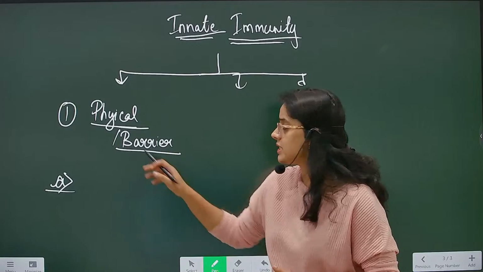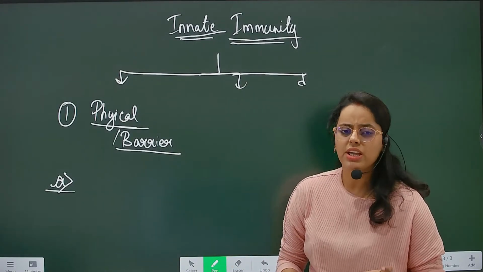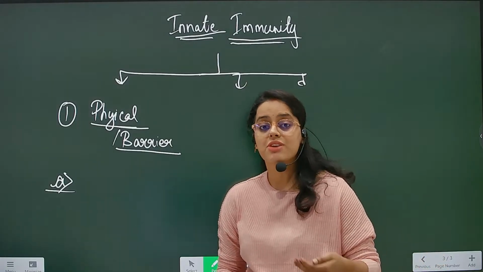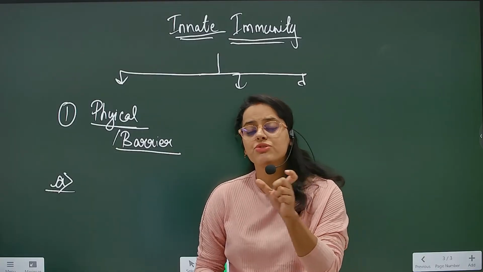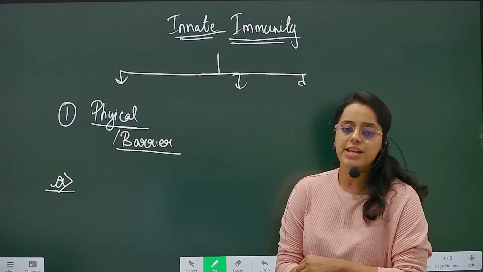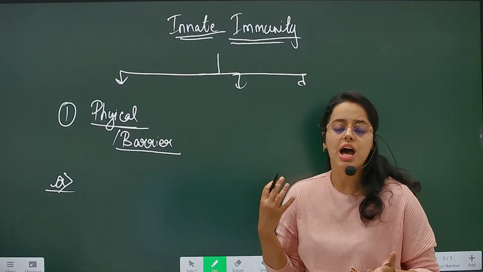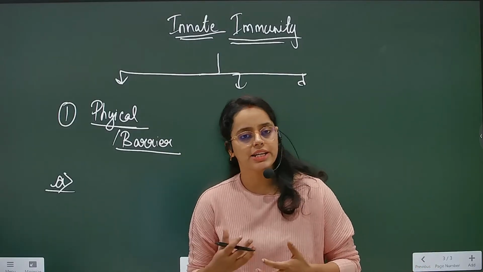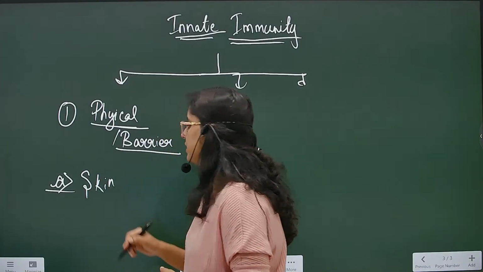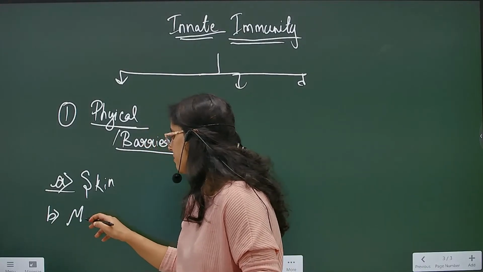This skin has the stratum corneum, the outermost layer. Skin is made up of epithelial tissue, right? Stratified epithelial tissue, and the outermost epithelium is cornified. That is the reason they are dead cells, keratinized. Dead cells are not the ideal surface for bacterial growth. So skin is a physical barrier. Similarly, we have mucous membrane.